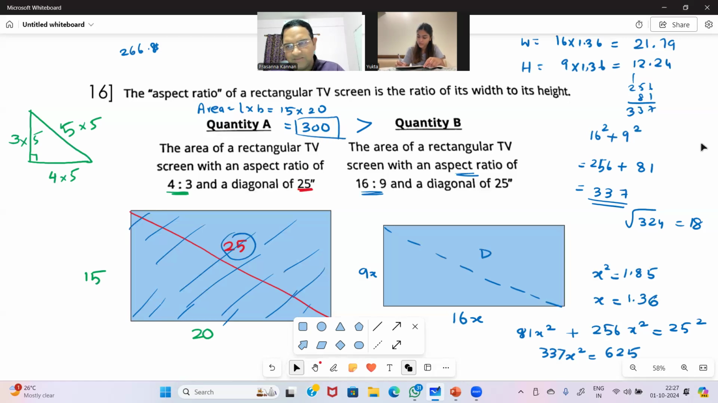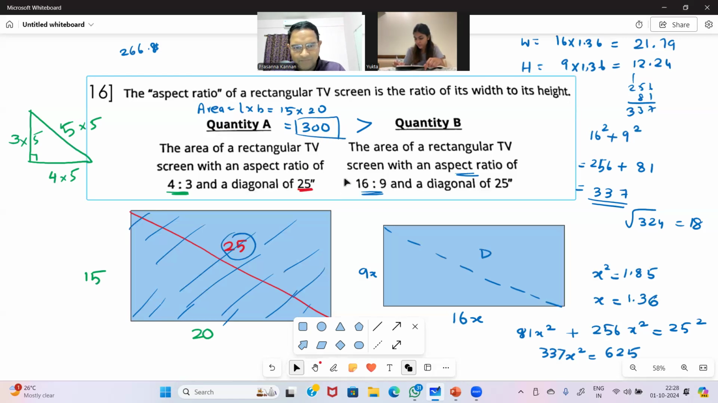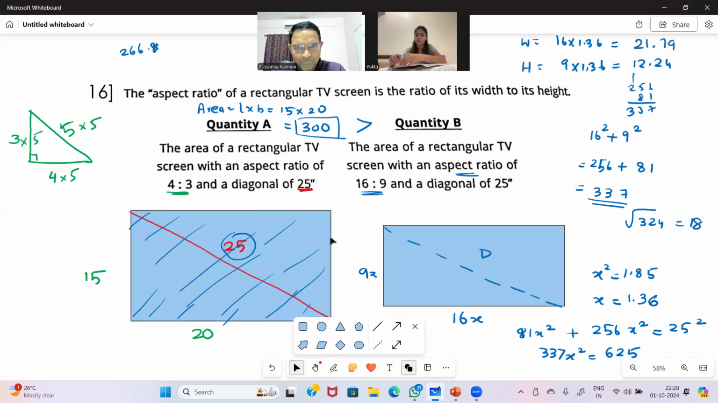So for all the rectangles having a fixed diagonal length, the greatest area is for the square. And the closer the aspect ratio is to 1, the greater will be the area of the rectangle, right? That is the easiest way to get it done. Or else this calculation can easily go for 3-4 minutes, correct?